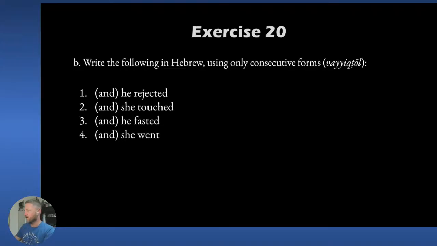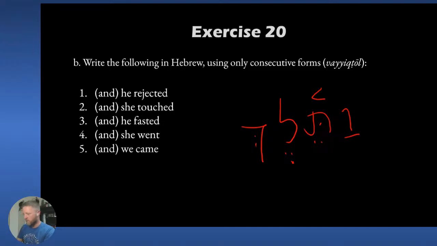She went. We know halach. Halach, the future, drops the hey like a first yod. It becomes yelech for him. Yelech. And the feminine is telech. And the va takes stress here. Vatelech. She went. Okay.